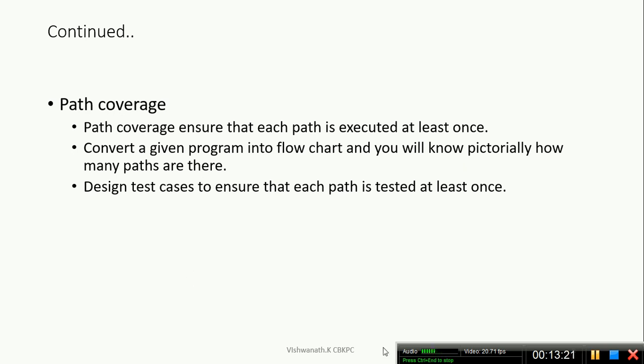Now, path coverage ensures that each path is executed at least once. We convert the given program into a flowchart, and then we know pictorially how many paths are there. In case of an if statement, we have only two paths, one true and one false. Similarly, different conditions may have different or many paths. Depending on the flowchart, we carry out the path coverage.